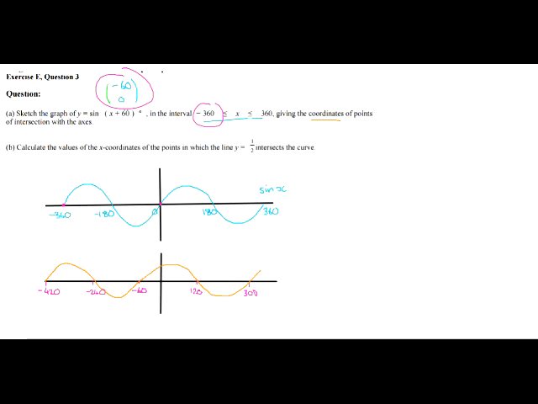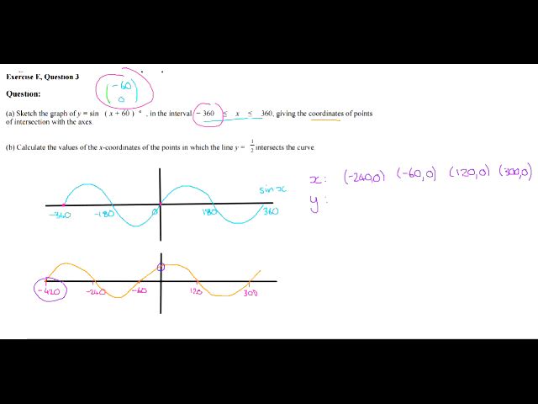So let's start off with the x coordinates, which are pretty simple. We're just going to write down all of these, but we're not going to include this one because it's outside of the range. So we've got minus 240, 0, minus 60 and 0, 120 and 0, and 300 and 0.